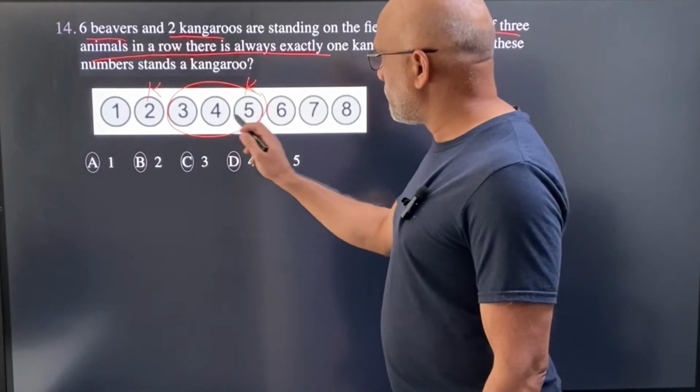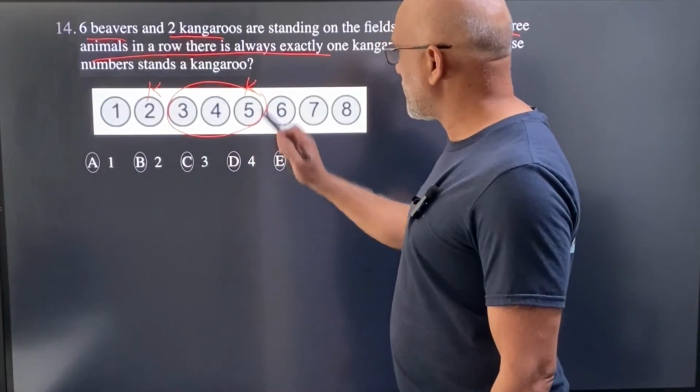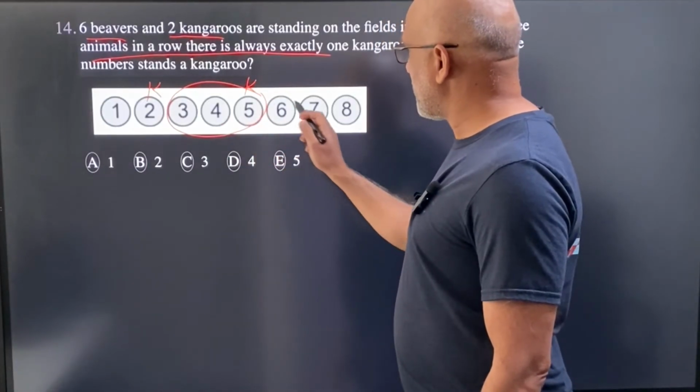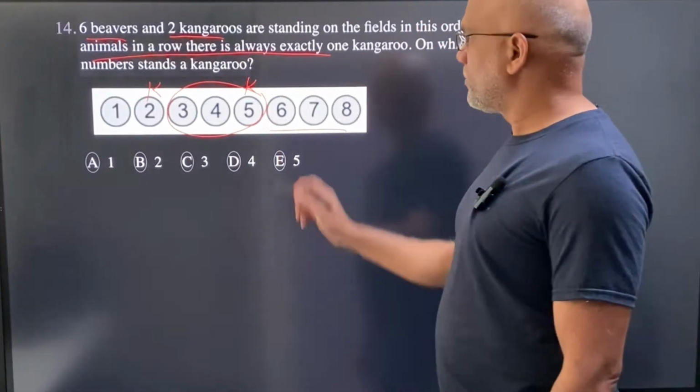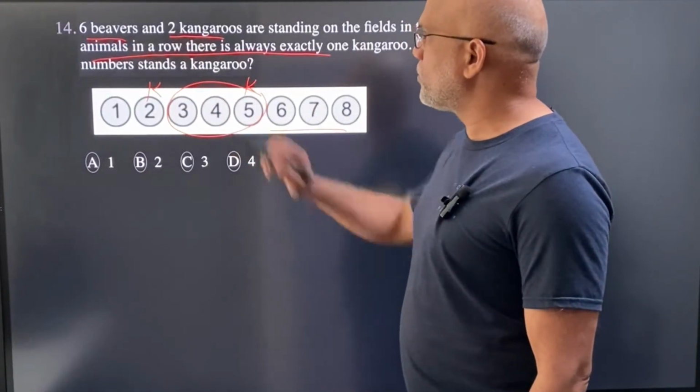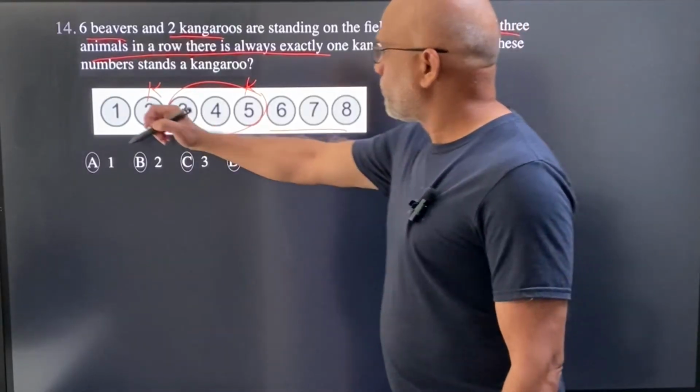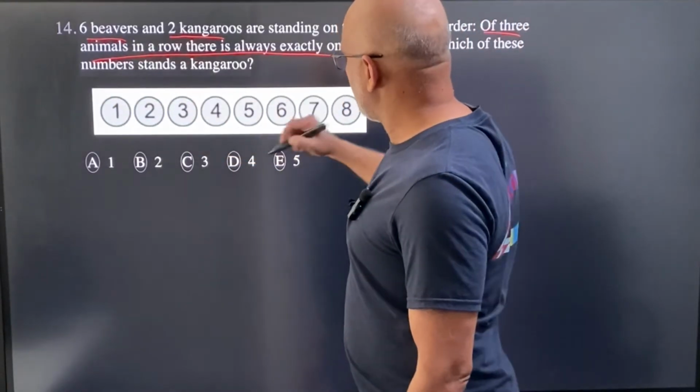This will cover for 3, 4, 5. 4, 5 and 6 also there is 1 kangaroo. 5, 6 and 7 also there is 1 kangaroo. But 6, 7 and 8 there are no kangaroos because I have already used 2 and I cannot use more than 2 kangaroos, right? So putting at 2 is also not going to work.